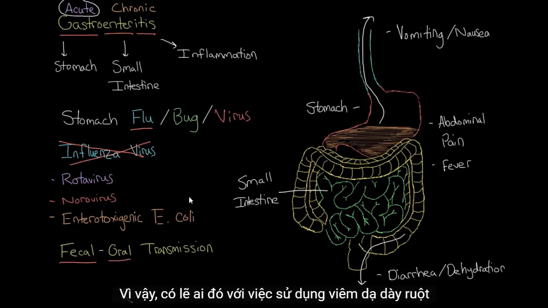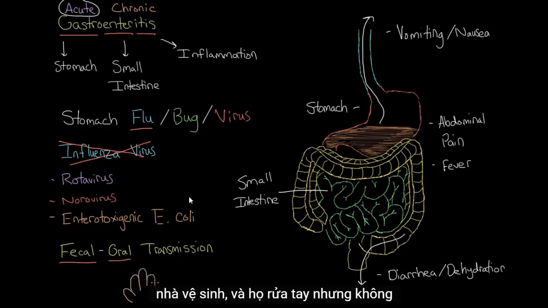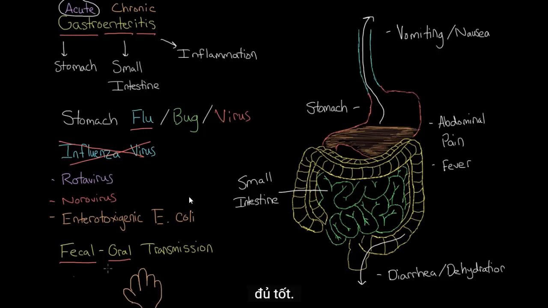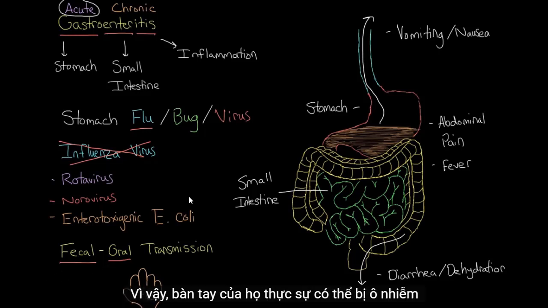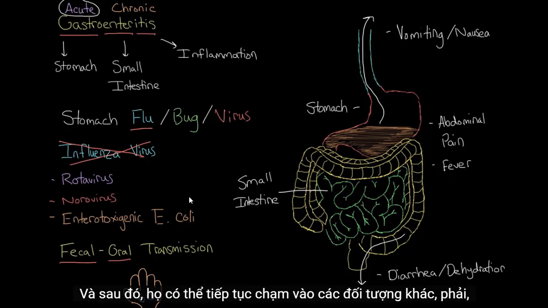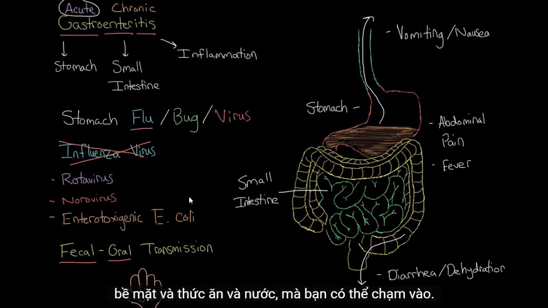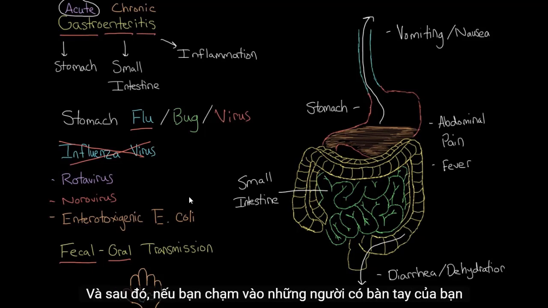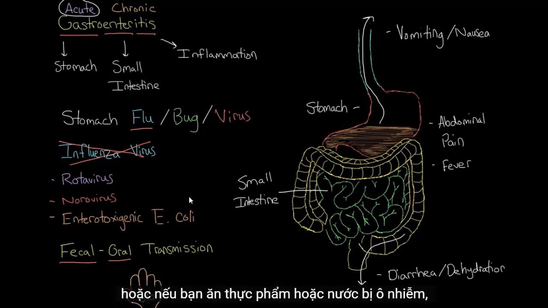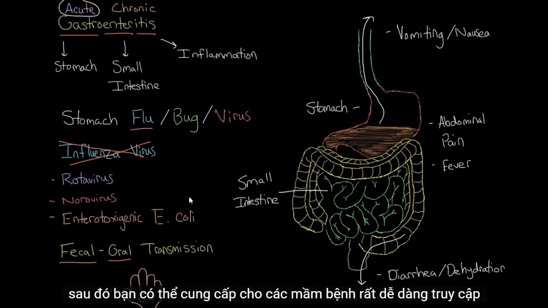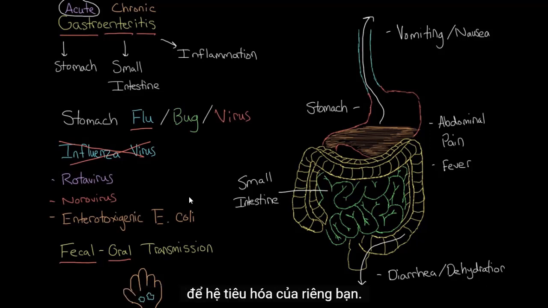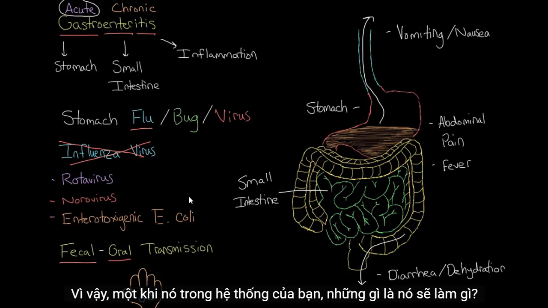So maybe someone with gastroenteritis uses the bathroom and they wash their hands, but not well enough. So their hands might actually be contaminated with some of the pathogen. And then they may go on to touch other objects, right? Surfaces and foods and water that you may touch. And then if you touch those with your hands, or if you eat the contaminated food or water, then you can give the pathogen very easy access to your own gastrointestinal system. So once it's in your system, what is it going to do?